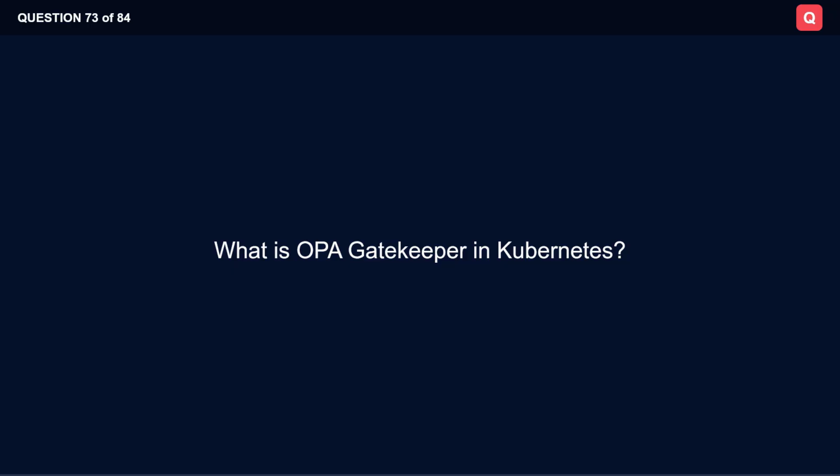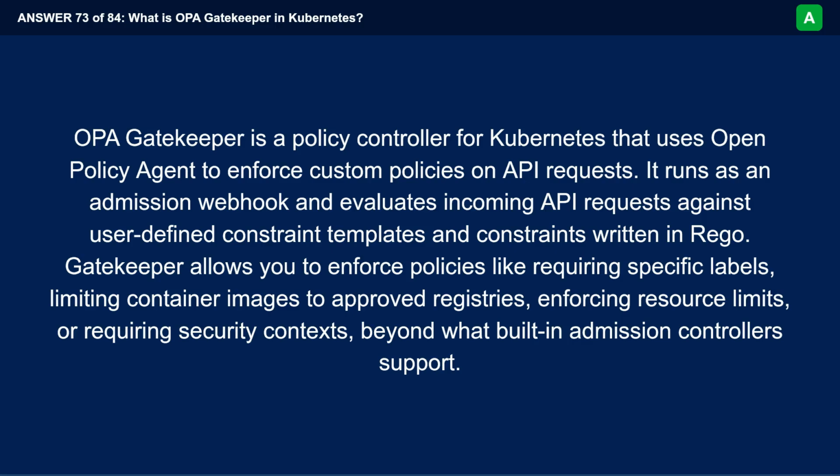What is OPA Gatekeeper in Kubernetes? OPA Gatekeeper is a policy controller for Kubernetes that uses Open Policy Agent to enforce custom policies on API requests. It runs as an admission webhook and evaluates incoming API requests against user-defined constraint templates and constraints written in Rego. Gatekeeper allows you to enforce policies like requiring specific labels, limiting container images to approved registries, enforcing resource limits, or requiring security contexts, beyond what built-in admission controllers support.